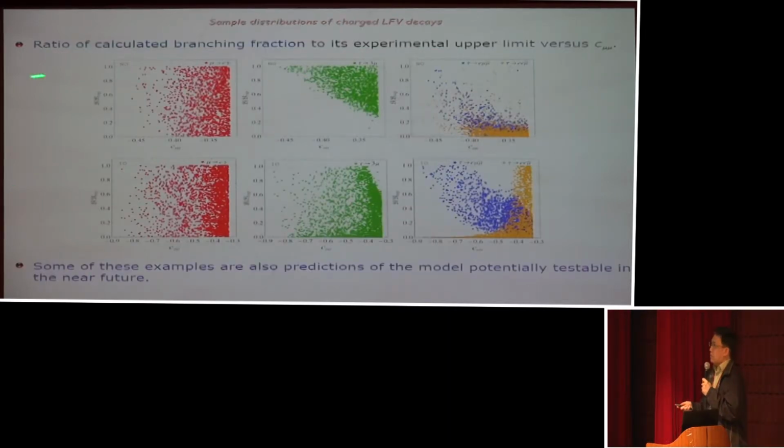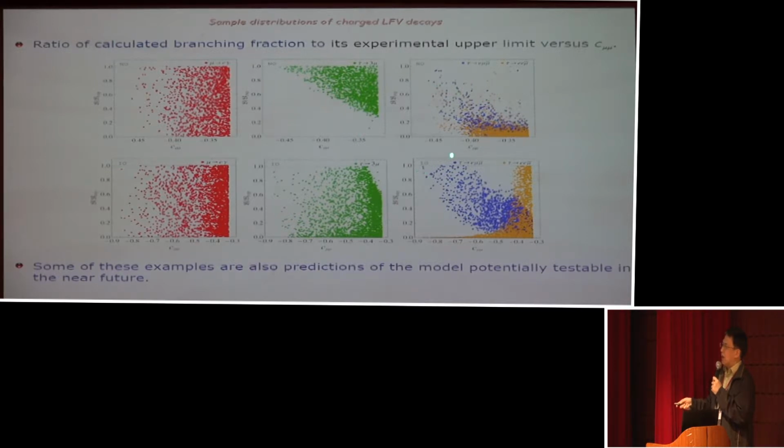Okay, now I'm showing you some more results. This is the ratio of calculated branching fractions compared to the current experimental upper limits, and this is the C mu coefficient I showed you earlier. It should be between -1 and -0.3. As earlier, for the normal and inverted hierarchy cases, the normal hierarchy case is less preferred, but there are some correlations here for some of these numbers.